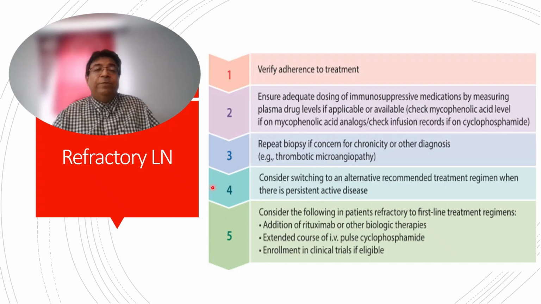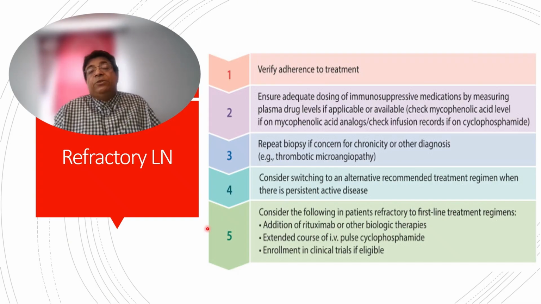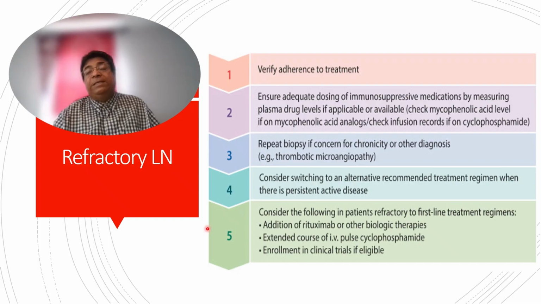You can switch to an alternative agent, which is one of the recommended options. So if you're using mycophenolate, use Cytoxan. If you were using Cytoxan, use mycophenolate. And even if that doesn't work, then of course you have lesser options at that point. But addition of rituximab may have some benefits, or an extended course of Cytoxan.